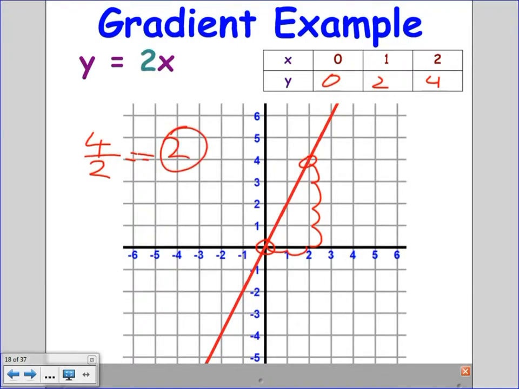So this 2 here is that 2 there. Can you see the relationship? So when they give you an equation of a graph as y equals something to do with x plus or minus something else, whatever is multiplying or dividing x gives you the gradient.